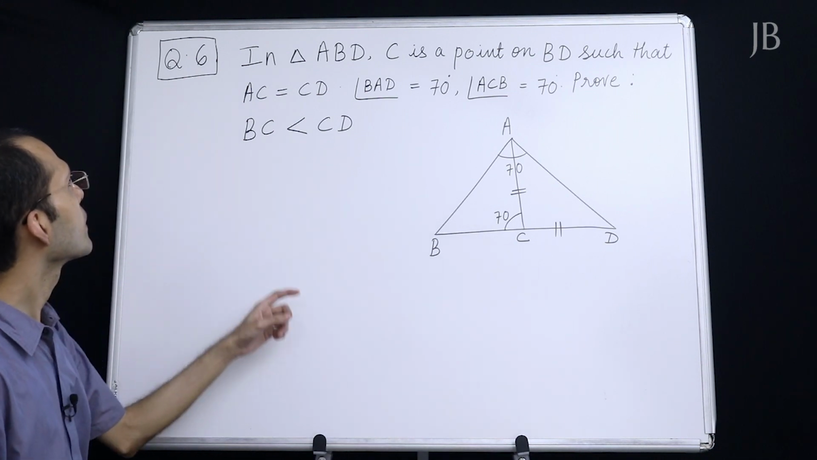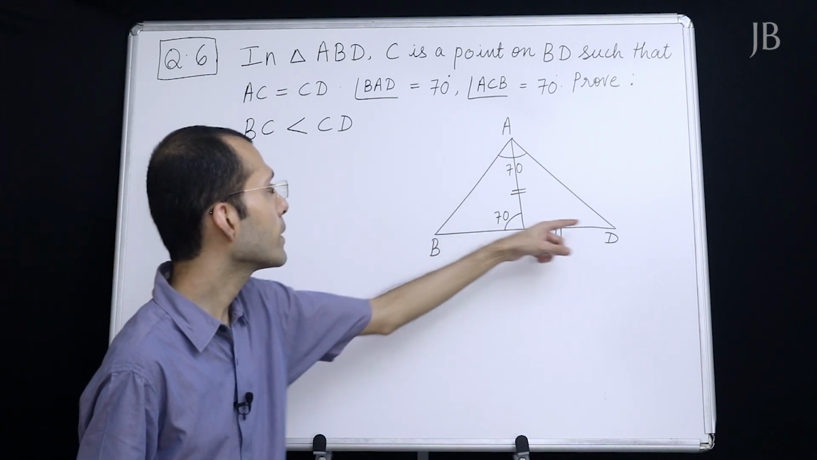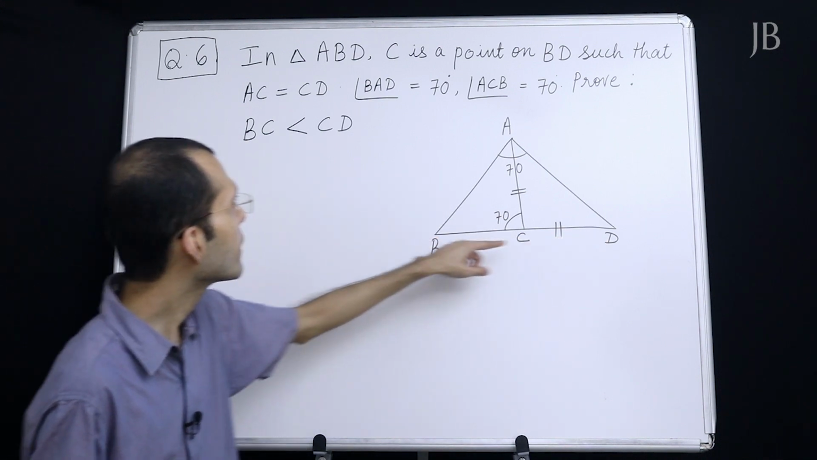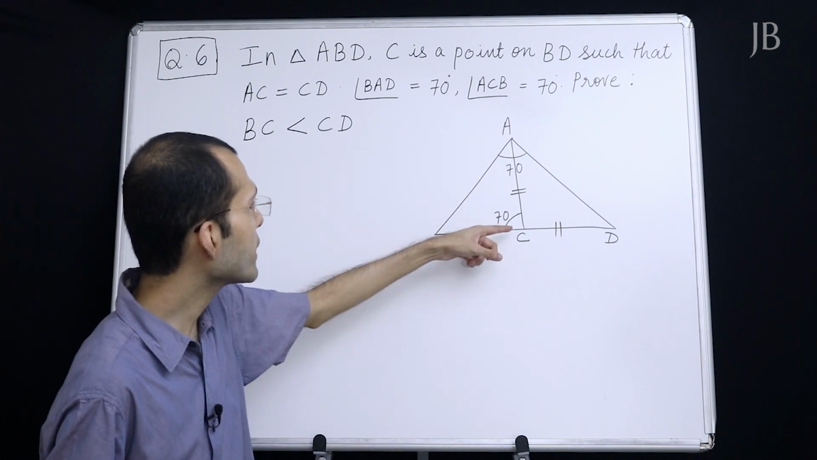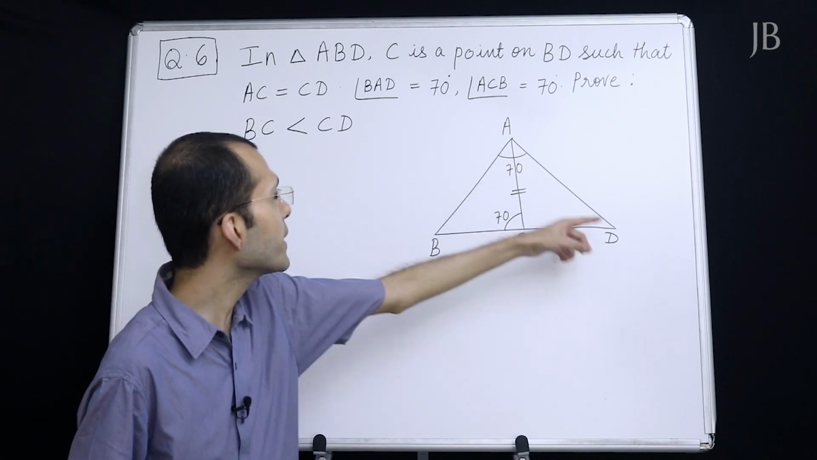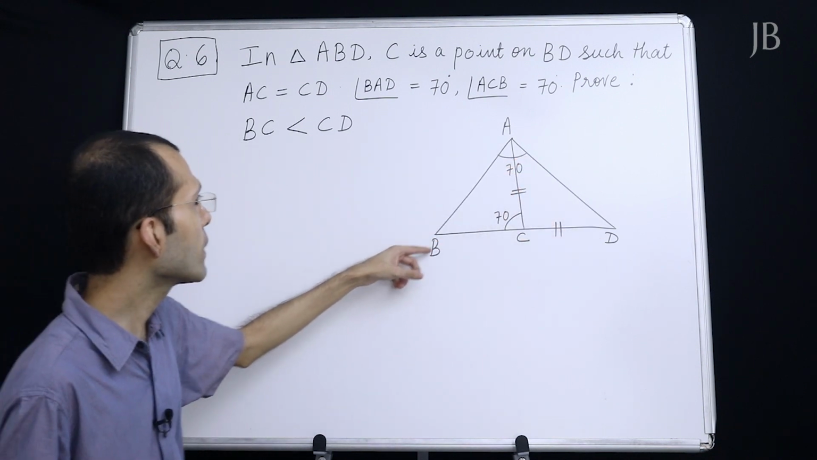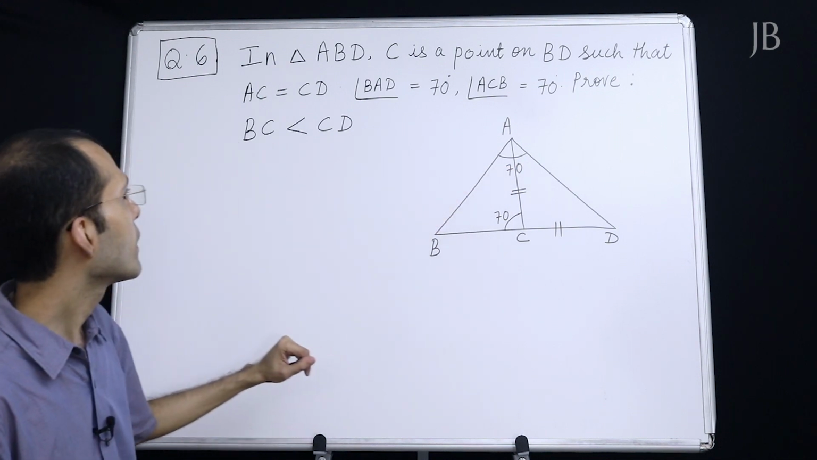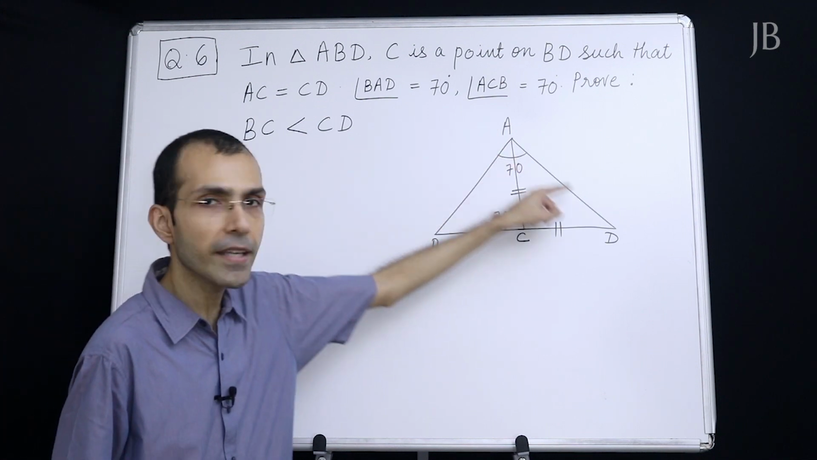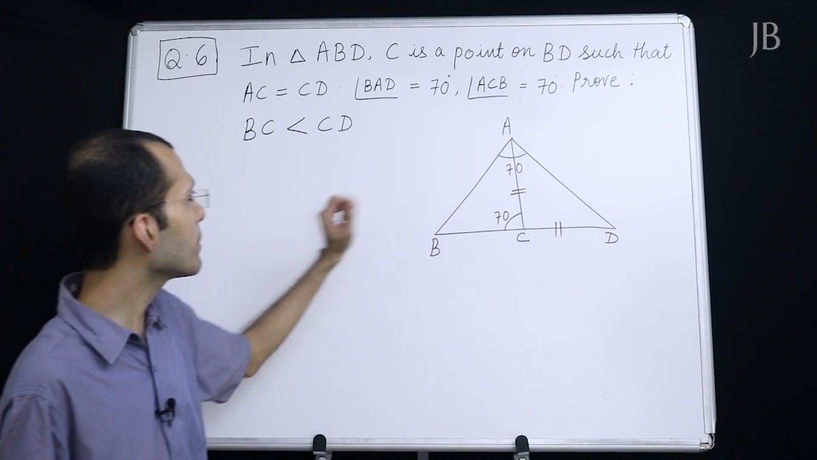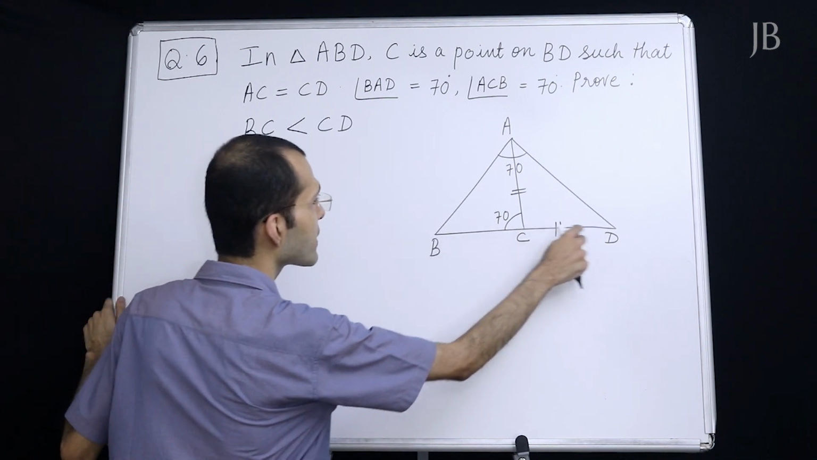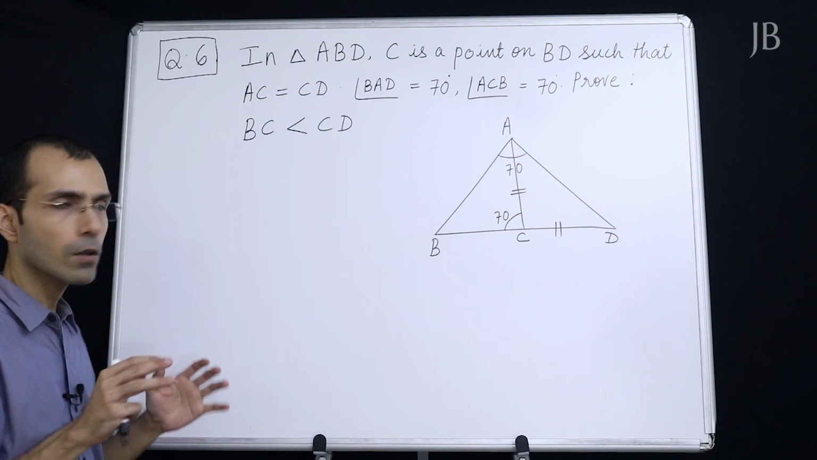Question 6. In triangle ABD, C is a point on BD such that AC is equal to CD. Angle BAD is 70 and angle ACB is also 70. See, angle BAD is 70 and angle ACB is 70. Prove that BC is less than CD.